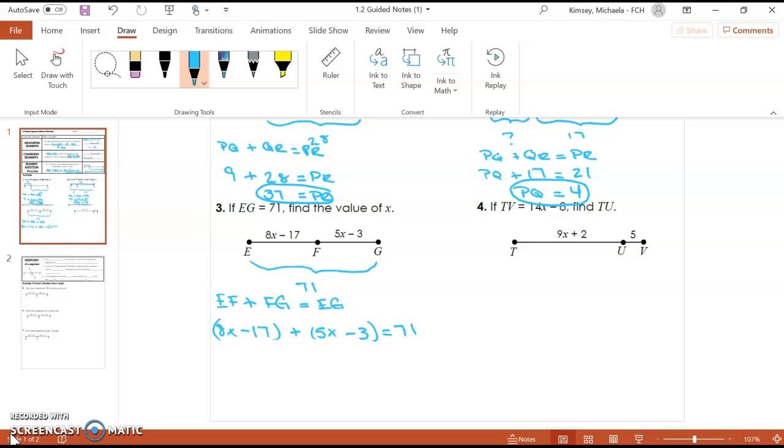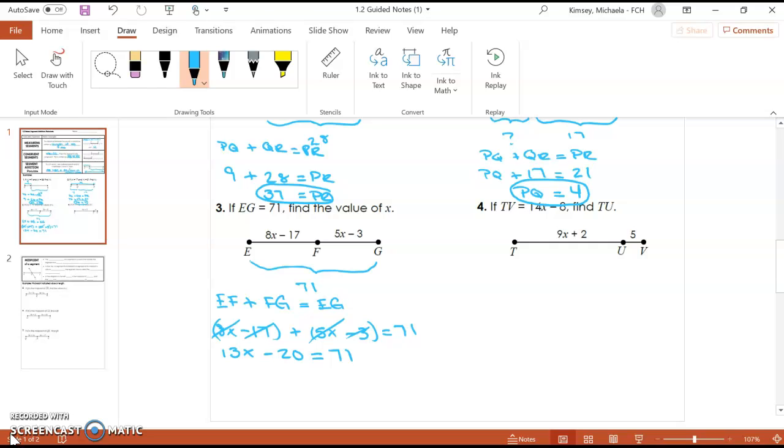So now what we want to do, we want to find the value of x. So be very, very careful, especially on 4. Pay attention to what it's asking you to find. So here we want to find x. On number 4, we want to find TU. So in order to find x, we need to combine like terms. So 8x plus 5x, we're going to combine those and get 13x. Okay, so I'm going to cross those out. And then we need to combine negative 17 and negative 3. So we will get negative 20. And then that's still going to be equal to 71. Okay, I'm going to cross these two terms out because I used them.